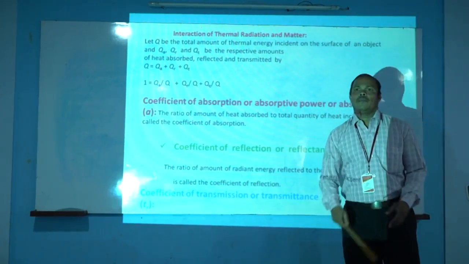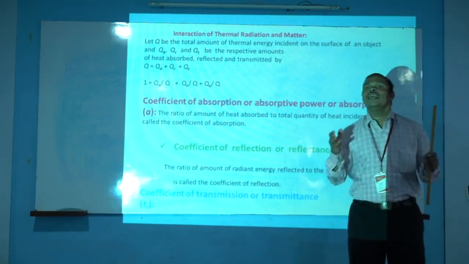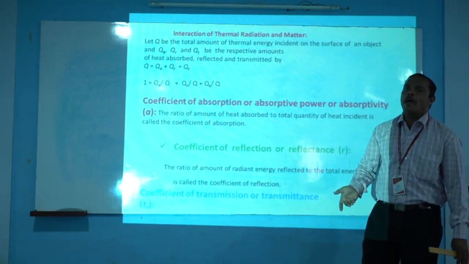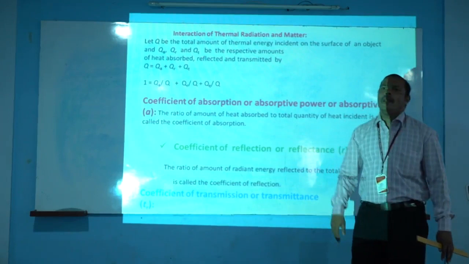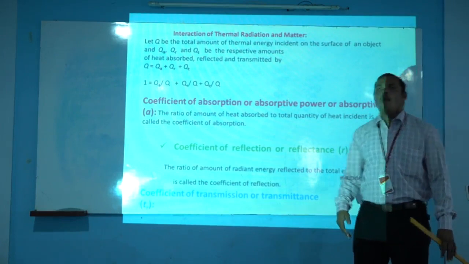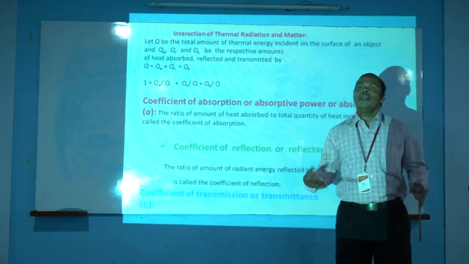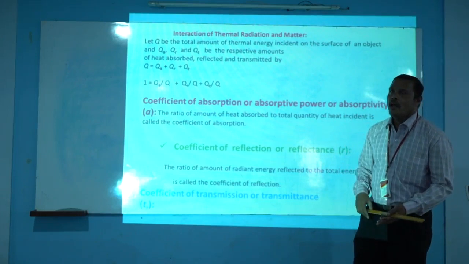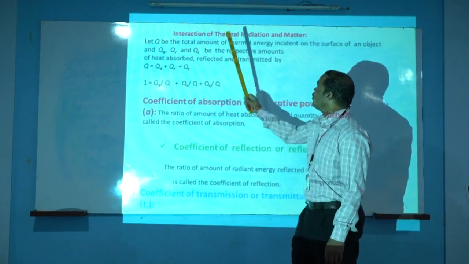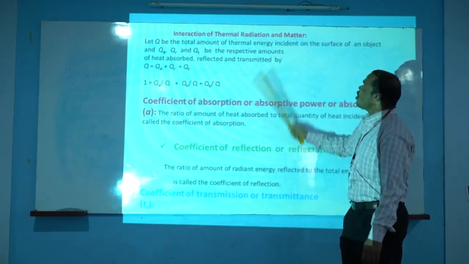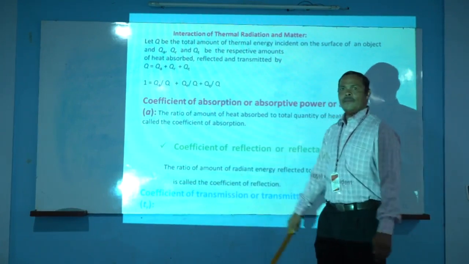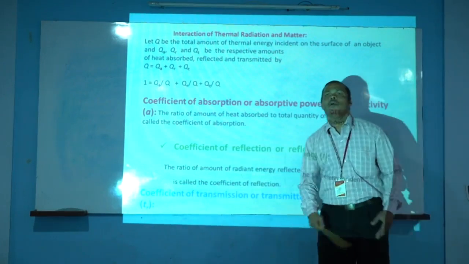surface of an object, and we know that when heat radiations are incident on the object, then heat radiation may be absorbed, partially reflected, or partially transmitted. So depending upon the partial absorption, reflection and transmission, we denote the quantities. Let QA, QR and QT be the amounts of heat radiation absorbed, reflected and transmitted by the body.